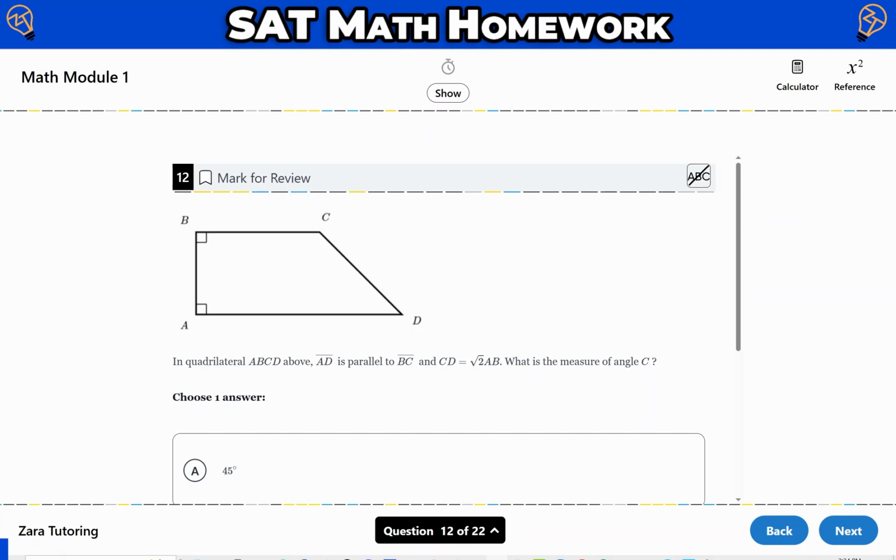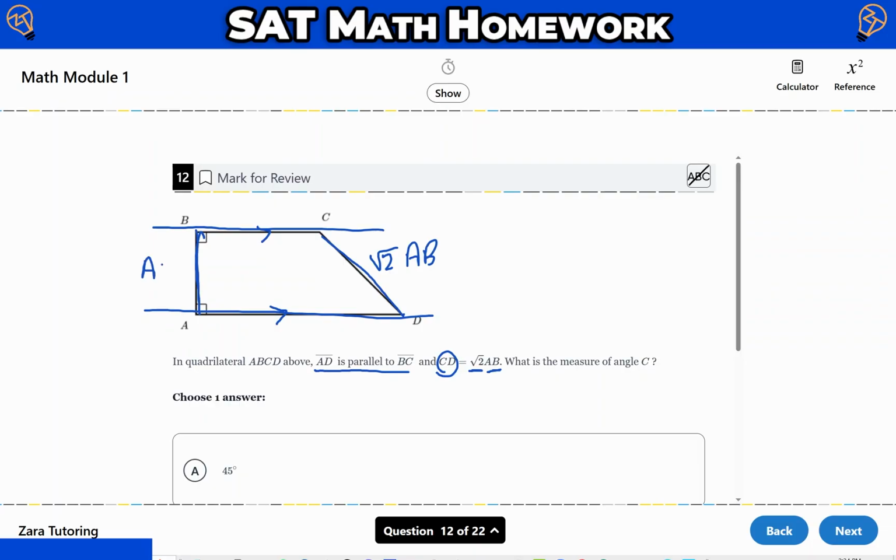So let's go ahead and start out by labeling everything that we know. We see that AD is parallel to BC, so these are parallel, which essentially means that we have a trapezoid on our hand. And they tell us that the length of CD is root 2 times the length of AB. So this one right here, we're just going to label with that exact root 2 times the length of AB, meaning that this length is the length of AB.